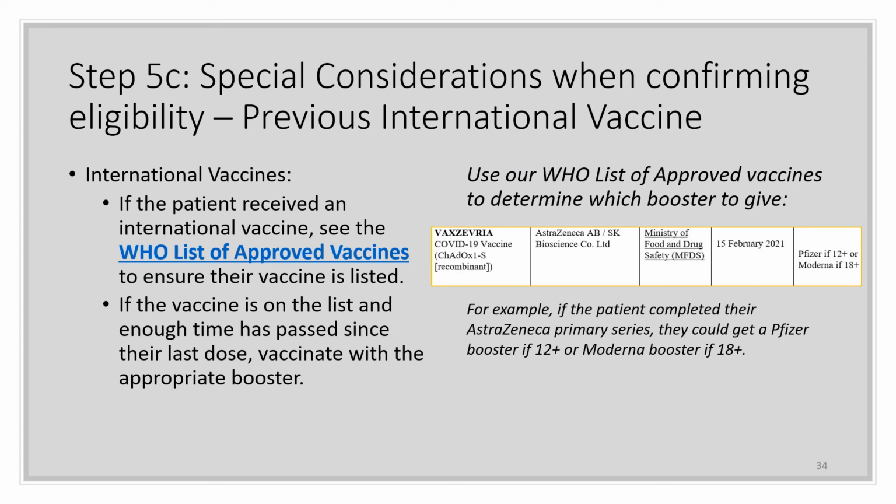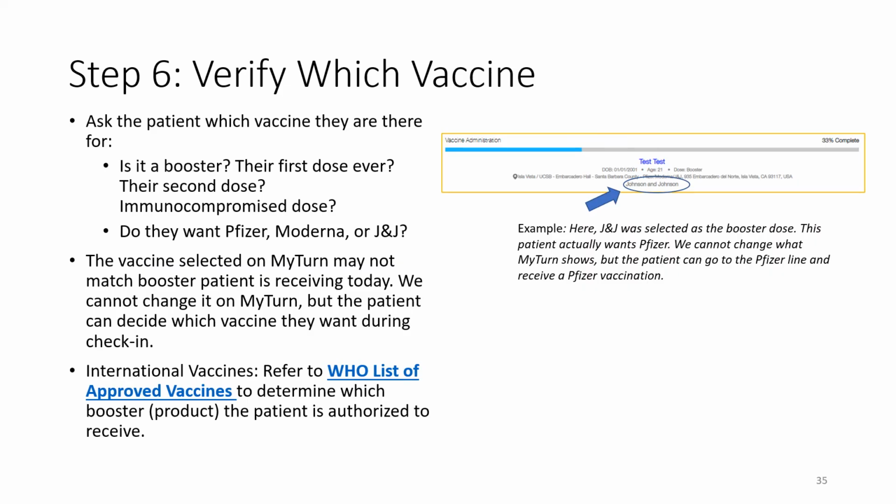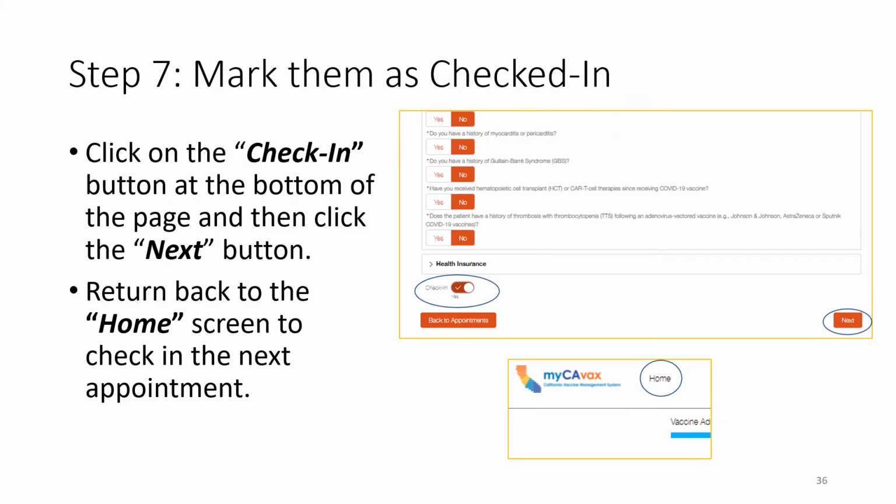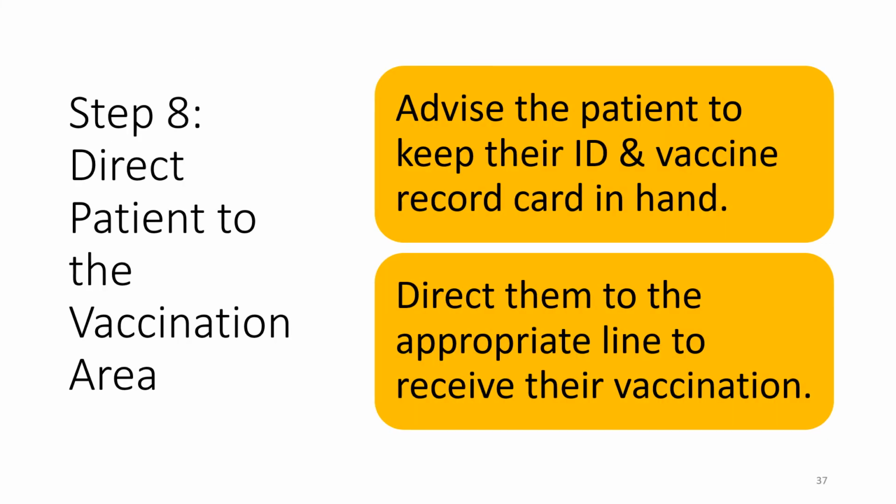Also, remember that there are special considerations if the patient was vaccinated outside the U.S. Use the CDC and World Health Organization literature to help you confirm their eligibility. Step 6 is to verify which vaccine the patient is there for. Step 7 is to mark the patient checked in. After checking in the patient, send them to the vaccination station.